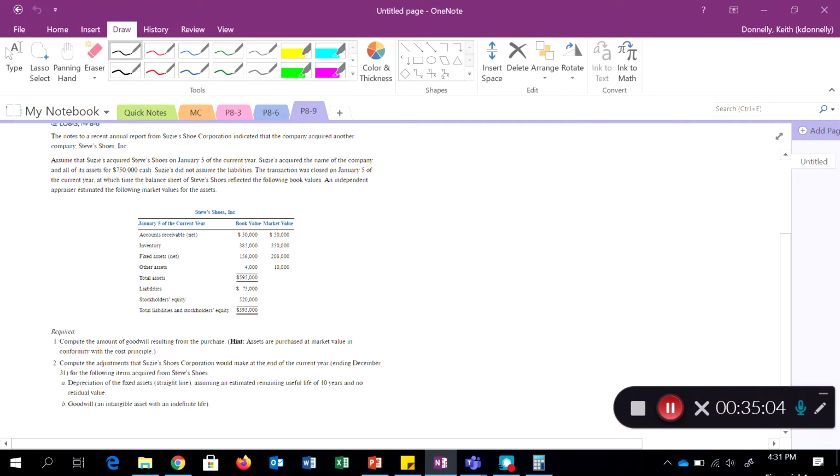So the notes to the recent annual report from a corporation indicated the company acquired another company. It looks like company A acquired company B. What they want us to do here is compute goodwill, and then say what adjustments we need, whether that's depreciation of the fixed assets or goodwill itself. And this is problem 8-9, so let me flip to it.